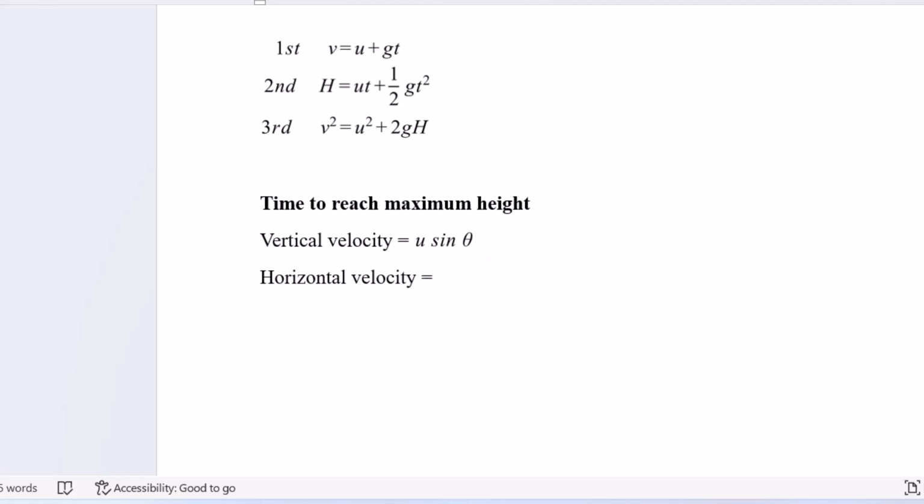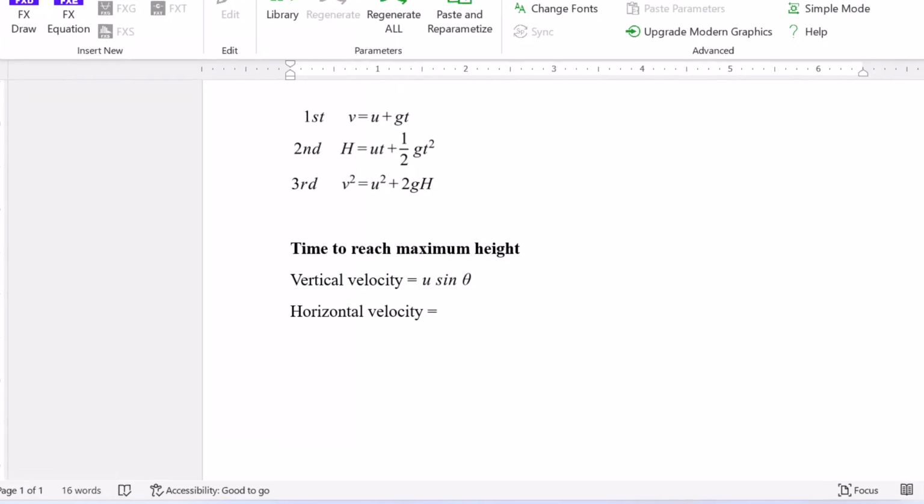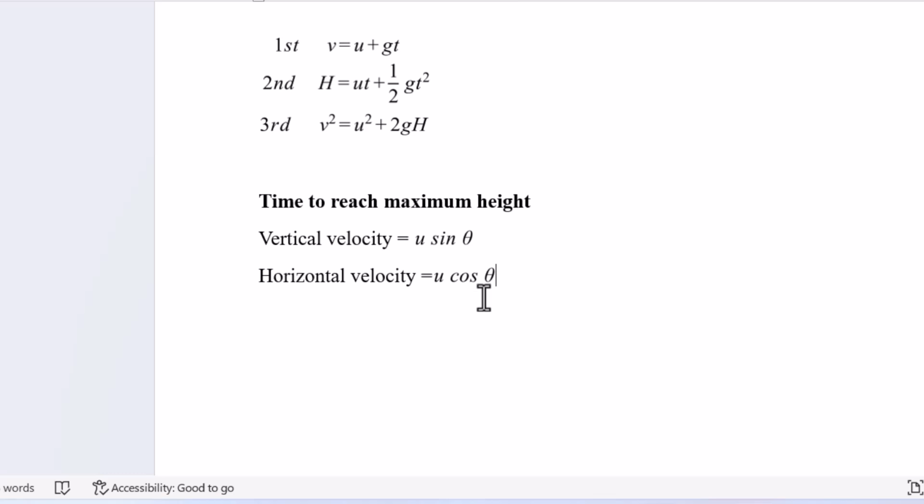I've demonstrated it, so let me type it here. Horizontal velocity is going to be u cos theta. So that is the horizontal velocity. Take note of that. These are the two important velocities you need. The two velocities I will use now to replace my v and u when it's time to get the formulas; it either acts on vertical velocity or horizontal velocity.